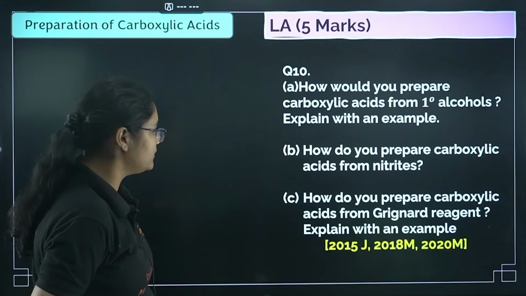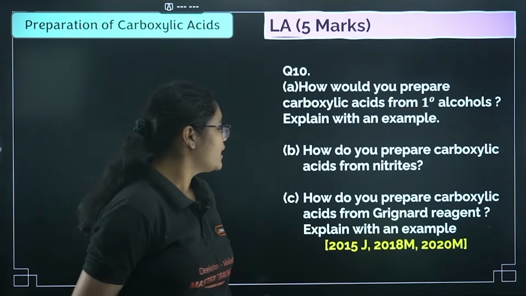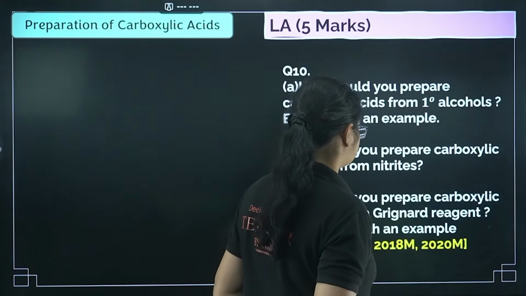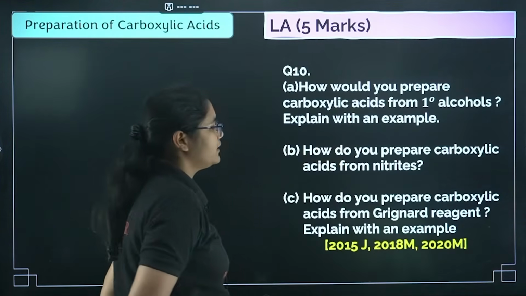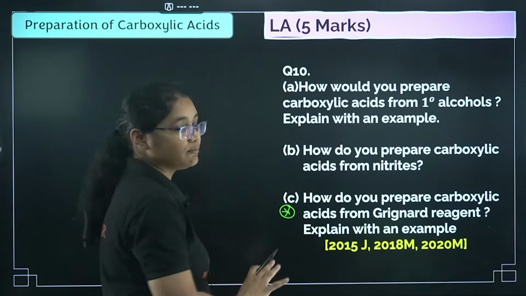Explain with an example. Next, how do you prepare carboxylic acid from nitriles? And how do you prepare carboxylic acid from Grignard reagent? Explain with an example. Now you can see this question has been repeated, and this is an important question.